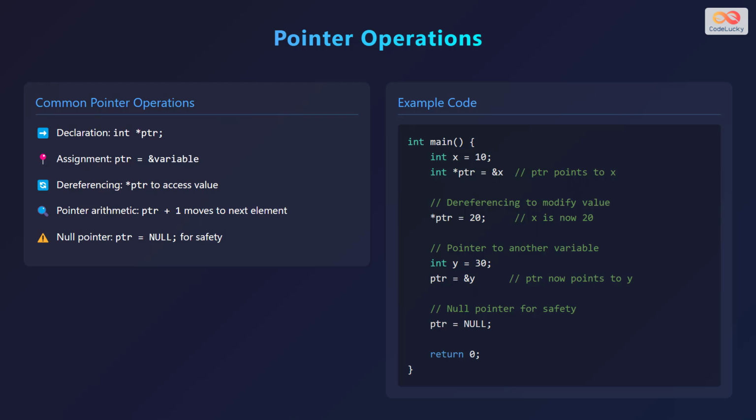Let us go through the example code. An integer variable x is initialized with the value 10. Then, an integer pointer ptr is declared and initialized with the address of x. When asterisk ptr is assigned the value 20, the value of x is modified to 20 through the pointer. Then ptr is assigned the address of the integer variable y. Finally, ptr is assigned null for safety.